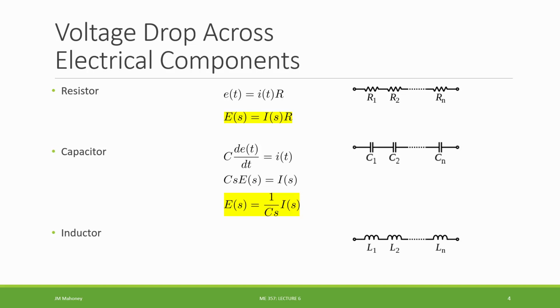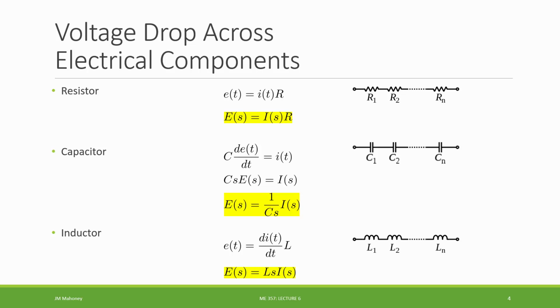And finally, the inductor. We know from before that the voltage drop across an inductor is equal to the time derivative of the current across the inductor times the inductance L. So once again, I can take the Laplace transform of both sides. So I'll get that big E of s equals L s times I. Once again, the time derivative of i is going to be s times big I here.